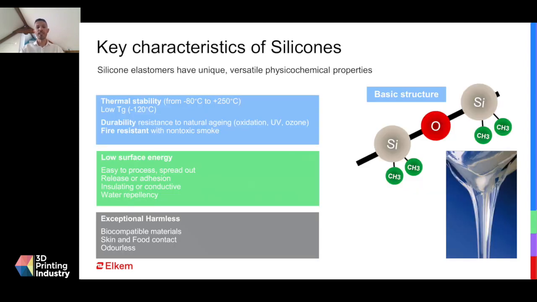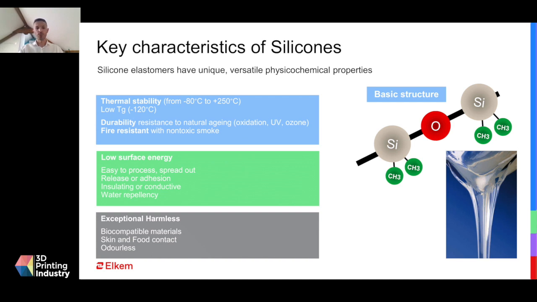So what are the key characteristics of silicone? Silicone products are based on two chemistries. The first one is mineral chemistry with silicone material, and the second one is organic chemistry. If you combine these two chemistries, you will get the basic structure that you can see on the slide on the right. And this structure presents very good performances, especially over a wide range of temperature.